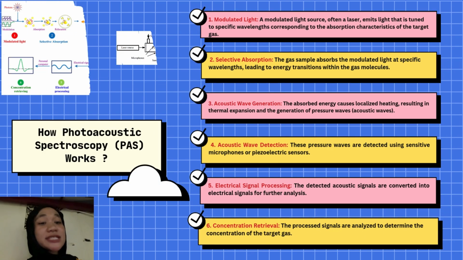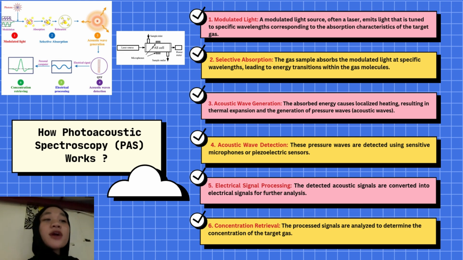Okay, now let's dive into the process of how photoacoustic spectroscopy, or PAS, works in detecting airborne pollutants. I will walk you through each key step involved in this technique. The first thing is we start with a modulated light source, which is often a laser. This light is tuned to a specific wavelength that matches the absorption characteristics of the target gases, for example carbon monoxide, carbon dioxide, and nitrogen dioxide.